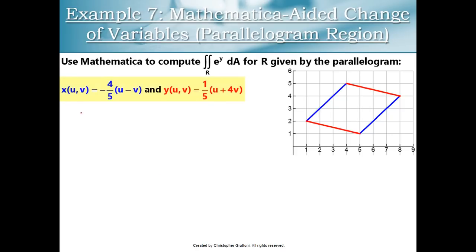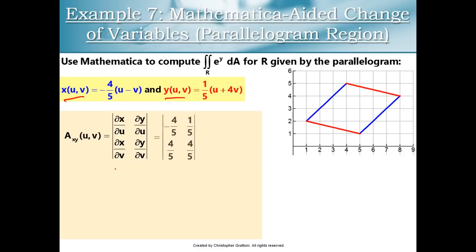Anyway, now that we have our X of UV and our Y of UV, we need to find our area conversion factor. Really, it's just a couple partial derivatives, nothing too crazy here. For example, dx du, you would take this x and take the partial derivative with respect to u. Remember, you're treating v as a constant, so this derivative would end up equaling negative 4/5. You could do that for all 4 entries in that matrix. I'm not going to walk through every one of them, but you guys can double check those partial derivatives, make sure you agree with them. Then we're going to take our 2 by 2 determinant. We're going to get negative 4/5.